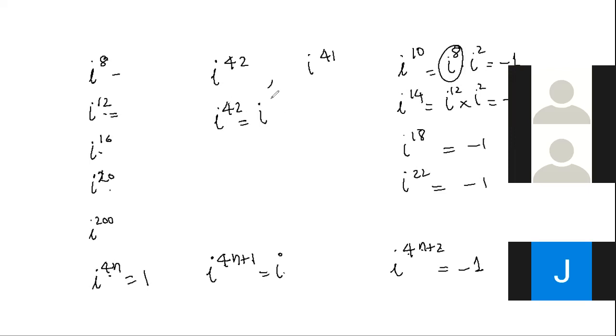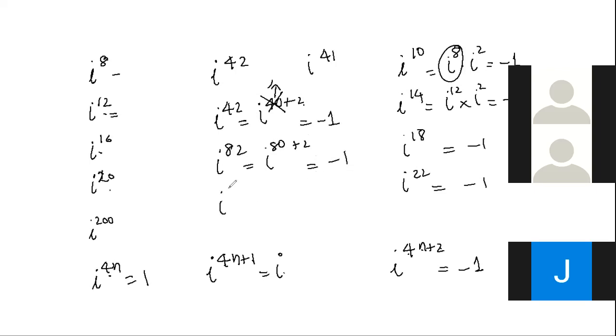So i raised to 42 is i raised to 40 plus 2. This is a multiple of 4, so it gets deleted. Your answer is i squared, whose value is minus 1. Next, i raised to 82 is i raised to 80 plus 2, so minus 1.